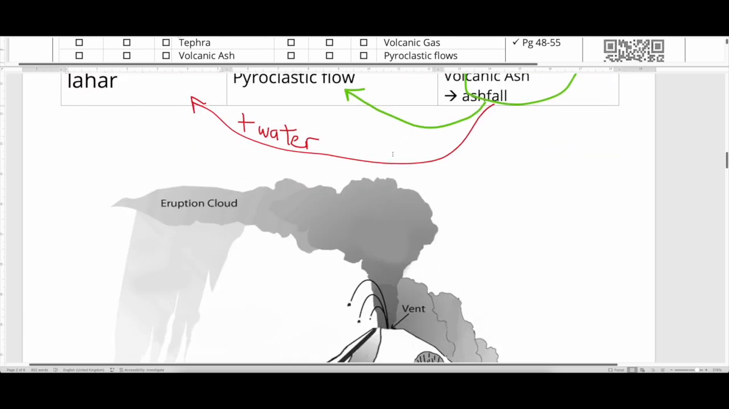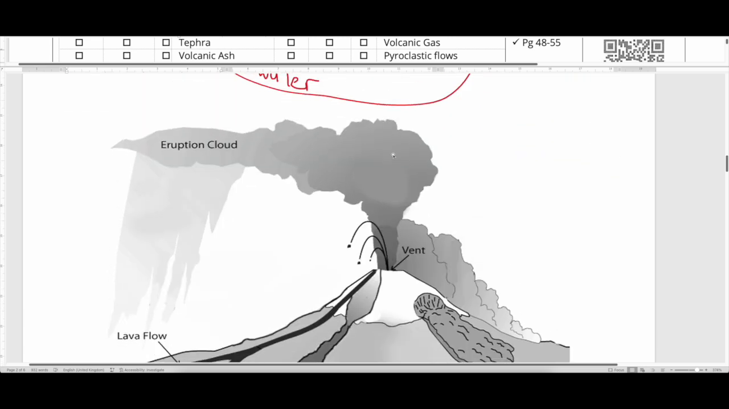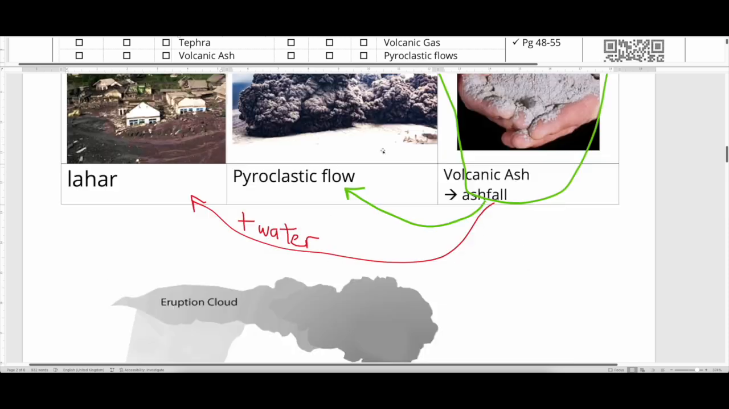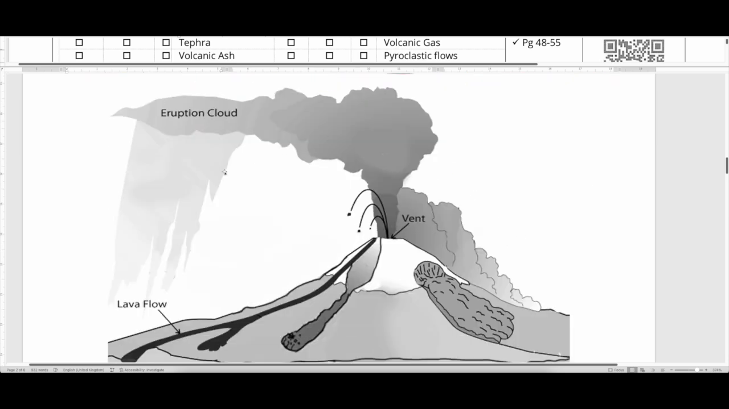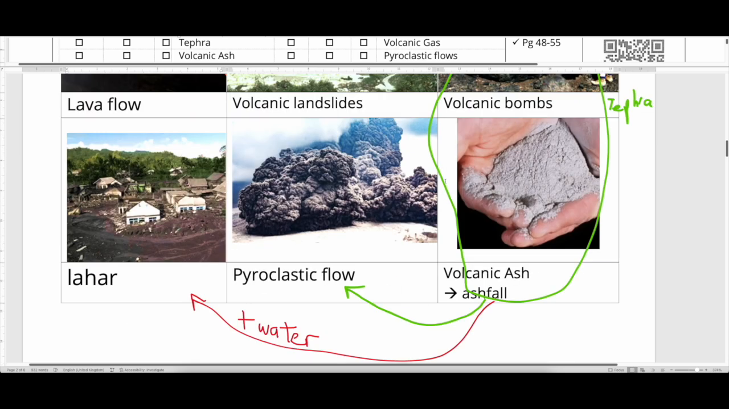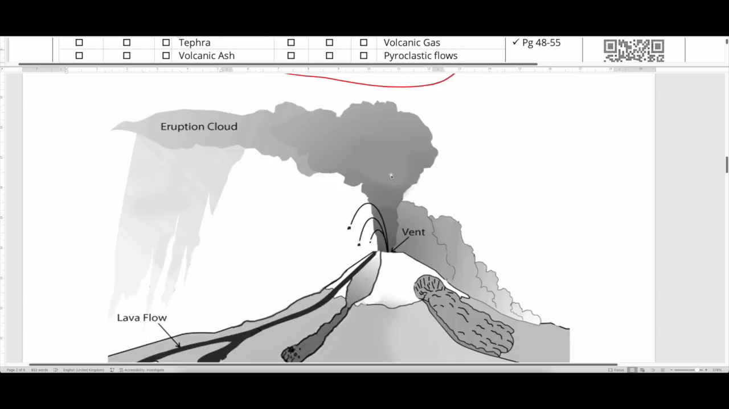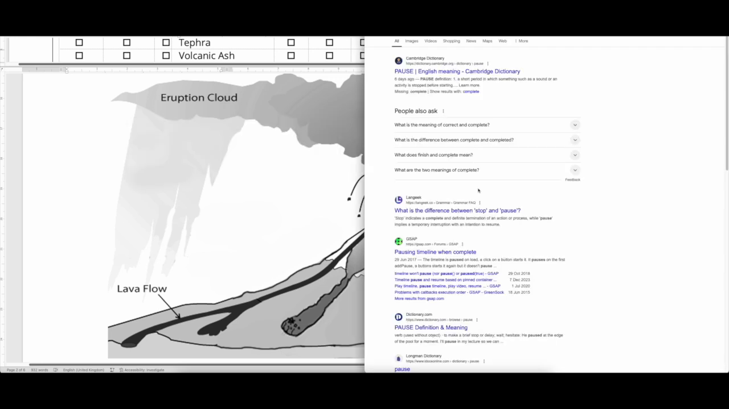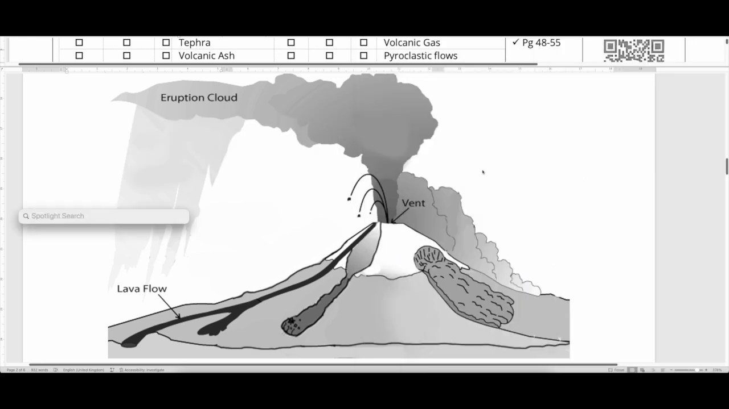Now before we go on to the videos, I'll give you some time to label some of these hazards that you already know onto here. Can I pause the video, and once you've completed the diagram, you unpause the video.